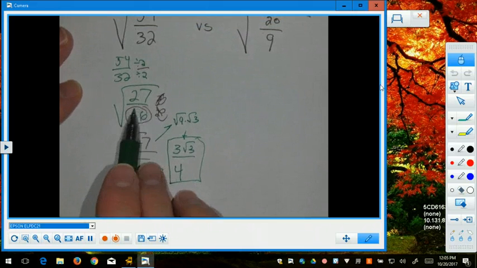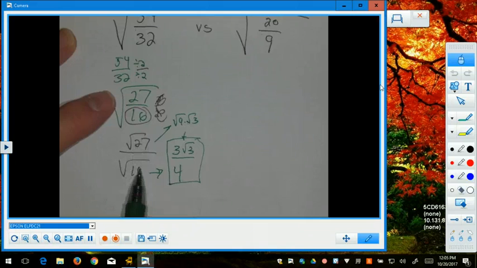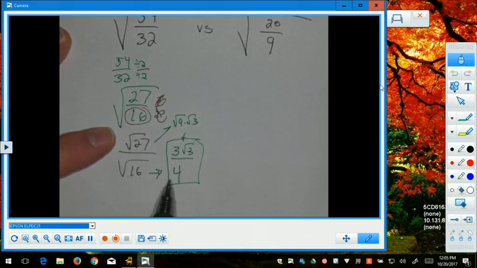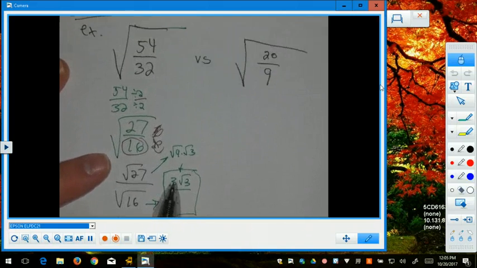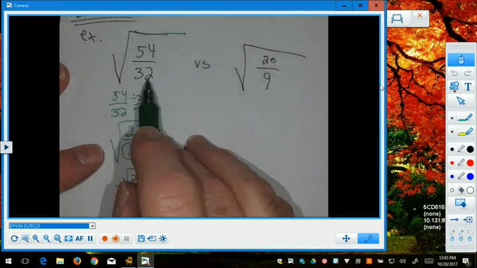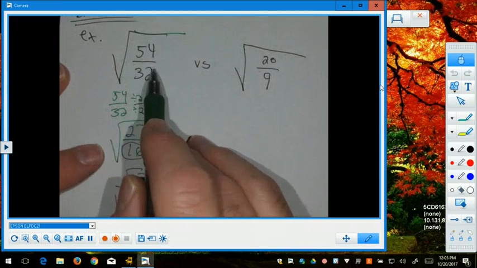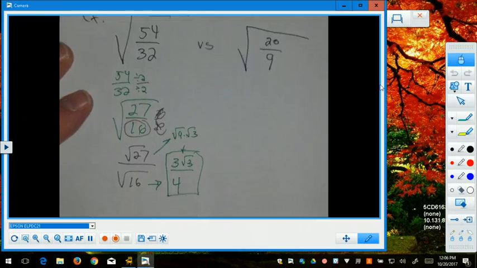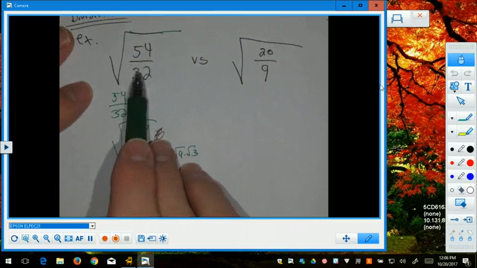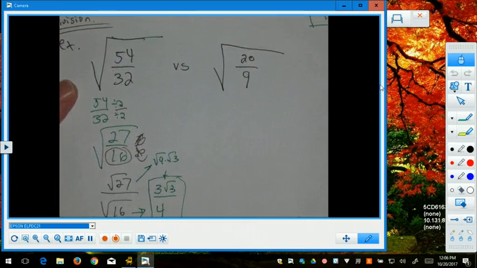So yes, once I saw a perfect square down there, I separated the numerator and denominator so I could take the square root of that denominator. But before that, it wasn't a perfect square. I needed to try to reduce this fraction. That is different. How I start this problem is different from how I start this problem.